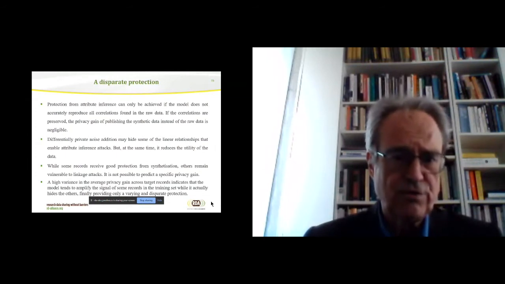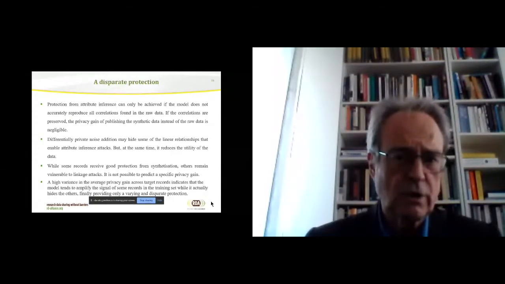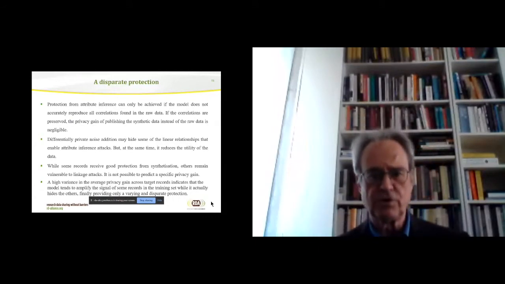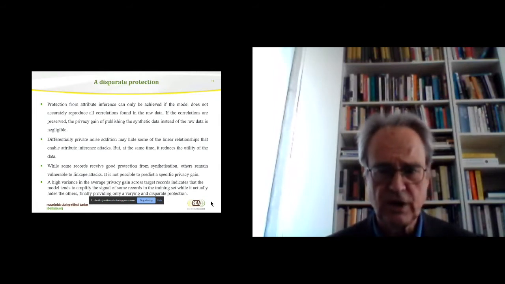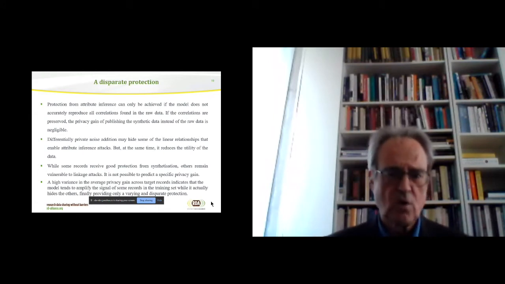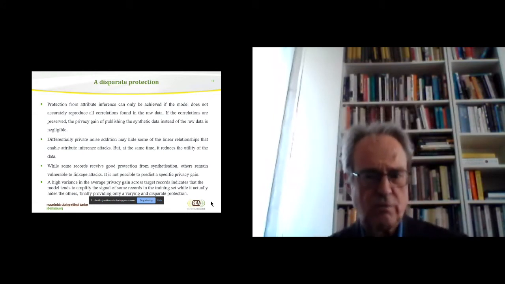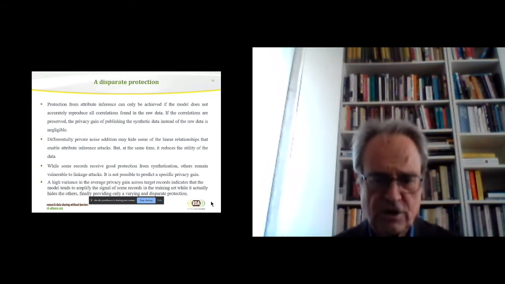Protection from attribute inference can only be achieved if the model does not accurately reproduce all correlations found in the raw data. If the correlations are preserved, the privacy gain of publishing the synthetic data instead of the raw data is negligible. Differentially private noise addition may hide some of the linear relationships that enable attribute inference attacks, but at the same time it reduces the utility of the data. While some records receive good protection from synthesization, others remain vulnerable to linkage attacks. It is not possible to predict a specific privacy gain.